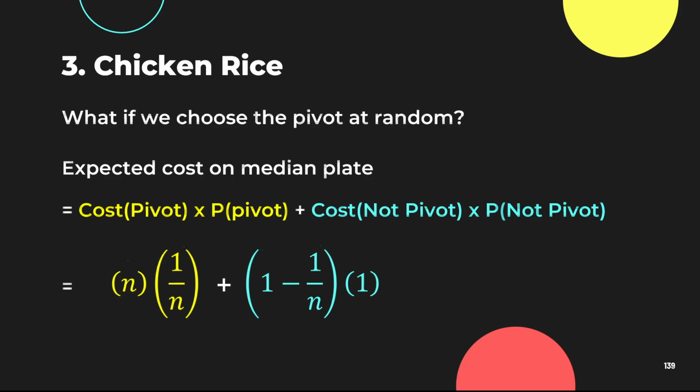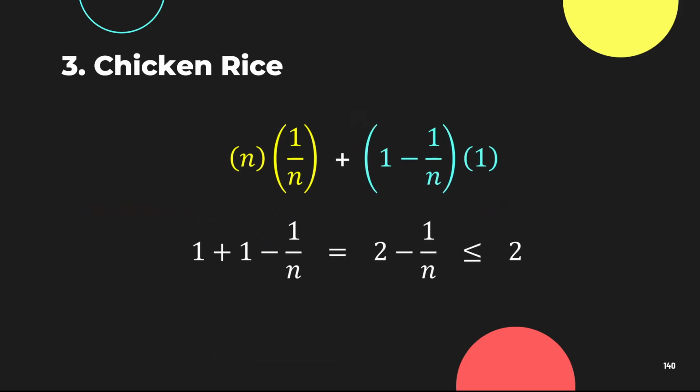So now what happens here is, magically, if I expand everything, the expected value is 1 plus 1 minus 1 over n, that's 2 minus 1 over n, which is less than or equal to 2 bites. So the expected cost is 2 bites. Although arguably, you can have the worst case of n minus 1. If you are talking about the worst case, that will be n minus 1. But expectedly, we have just a maximum of 2 bites.